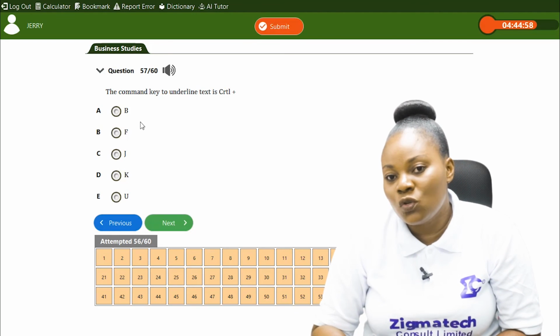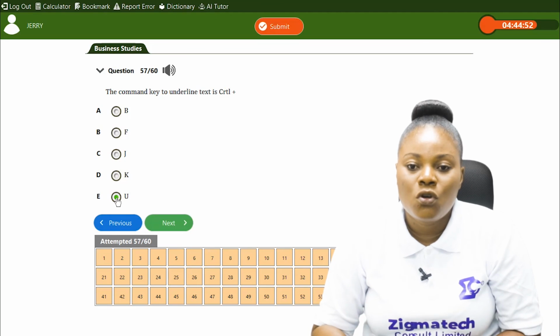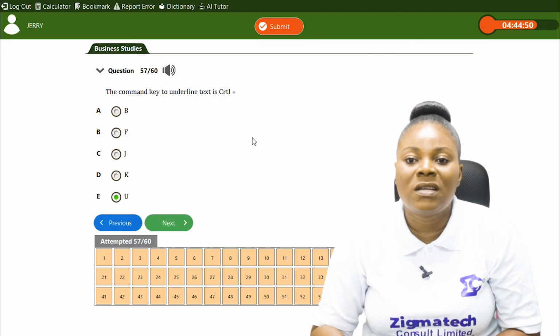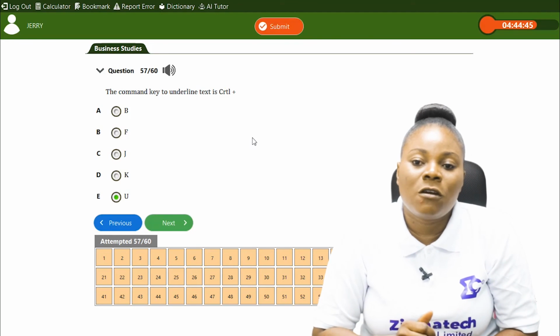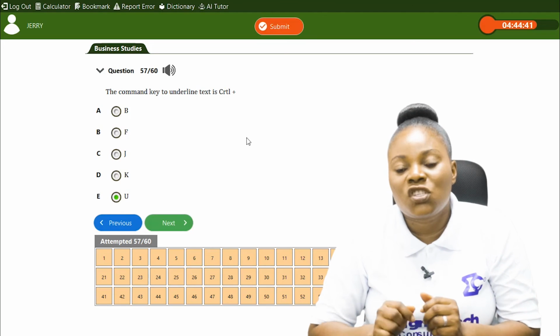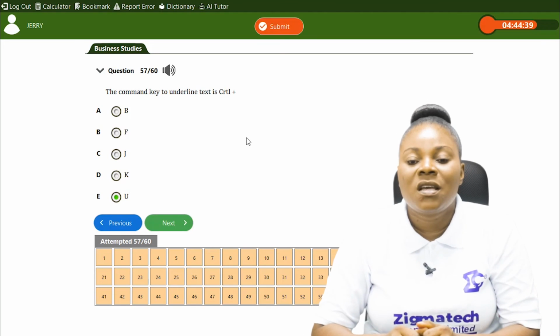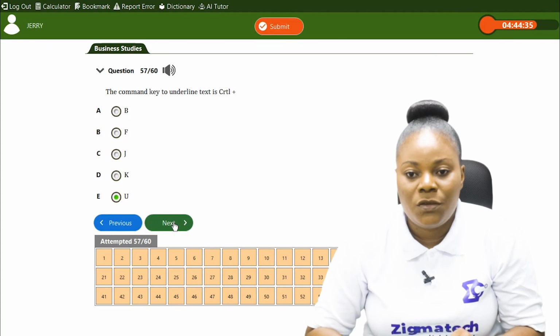Ctrl B is used to bold your document. Ctrl C is used to justify. The answer is Ctrl U. Ctrl U is used to underline text. You want to underline a particular sentence or you want to underline a particular word or a letter. The shortcut command to use is to press down your Control key and your letter U.